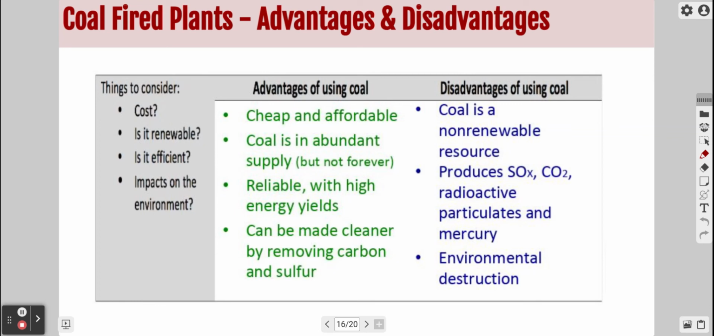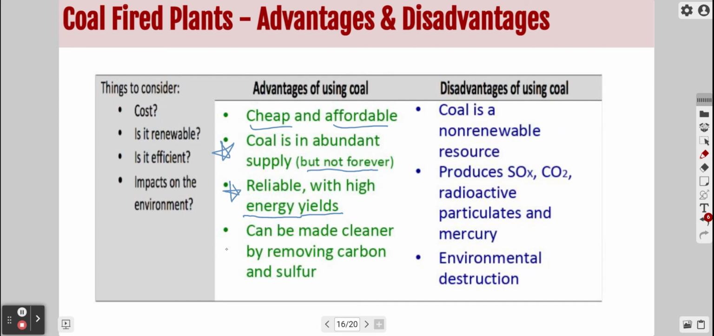What are the advantages of using coal? It is cheap and affordable. It's abundant, especially in Alberta right now. There's a lot of it. Not forever, of course, because it is non-renewable, right? It's reliable, it's got high energy yields, and we can get a lot of energy out of there.